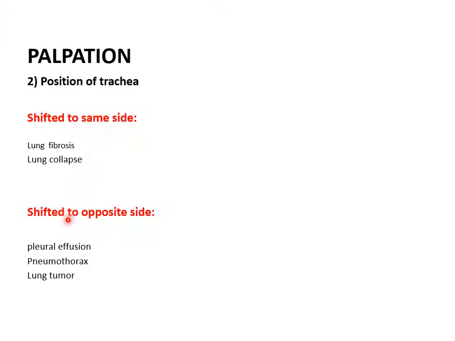But now, for example, on the right side there is pleural effusion, pneumothorax or tumor. What happens at that time is the trachea will be shifted to the left side, because there is massive pleural effusion on the right side or pneumothorax, and because of the enlargement, the trachea will be shifted to the opposite side. Okay.